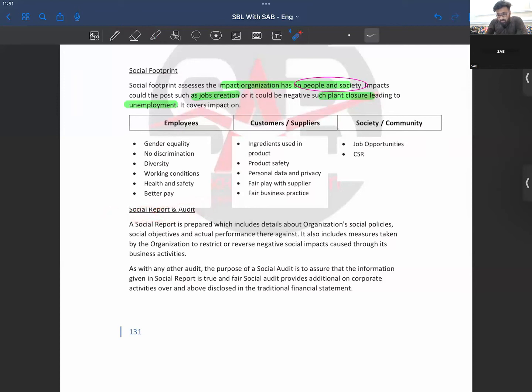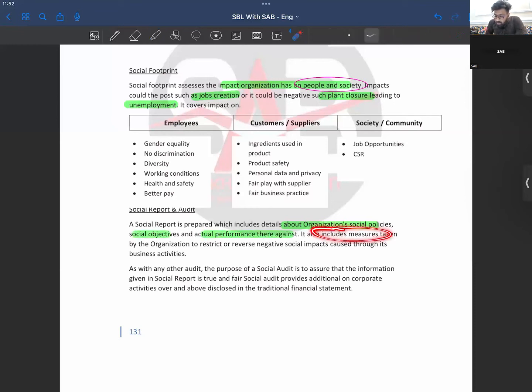Social report and audit. Now, what's a social report? What's a social audit? Social reports mean details about the organization's social policies. Each organization gives a paragraph, which is included in the annual report. It's named as the social paragraph. And what does it do? It includes details about the organization's social policies, social objectives, actual performance against their targets, right?